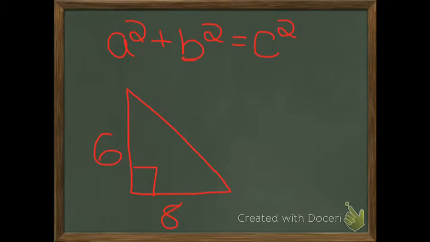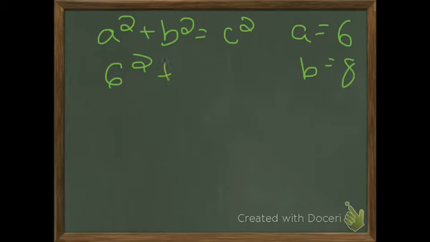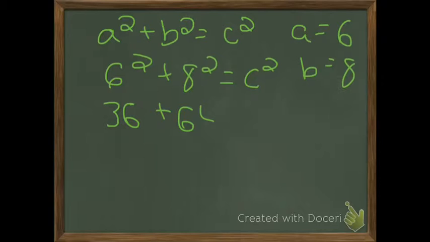Since we don't know the length of c, the hypotenuse, we must fill in what we already know into the equation. Since we already know that a equals 6 and b equals 8, we rewrite the equation and fill in the numbers to get 6 squared plus 8 squared equals c squared. Because c is still unknown, it is represented by c squared in the equation, which makes 6 squared equal 36 and 8 squared equal 64. So now it's 36 plus 64 equals c squared.